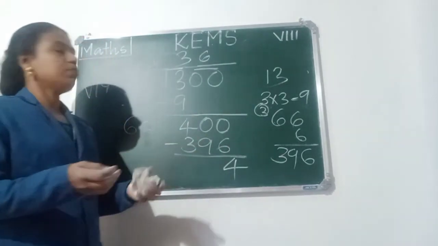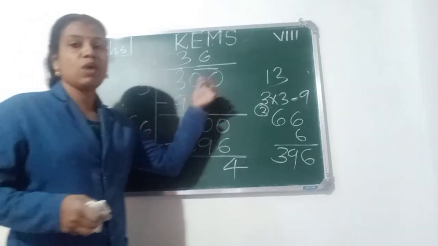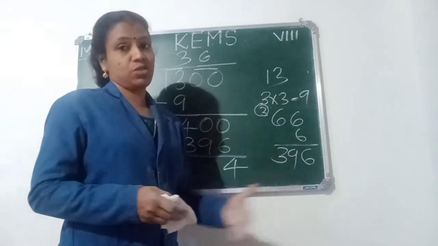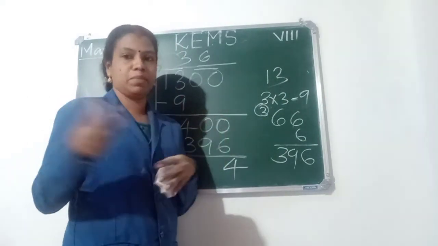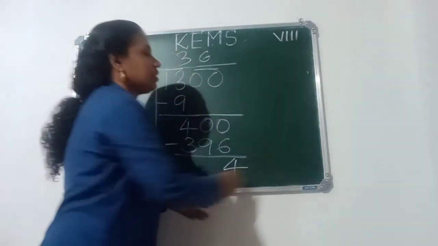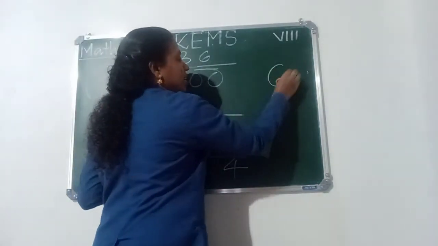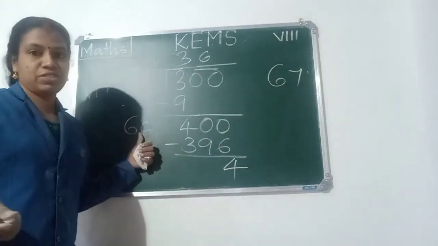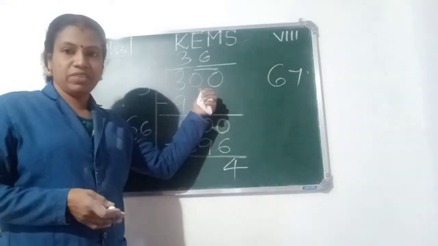Okay, let's put the next number. We want to make this 1300 a perfect square number, so we can add numbers. What will be the next perfect square number? If it is 7, that will be the next perfect square number, isn't it?